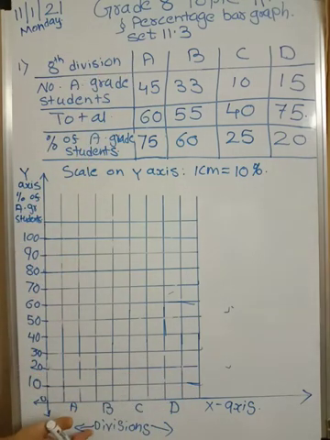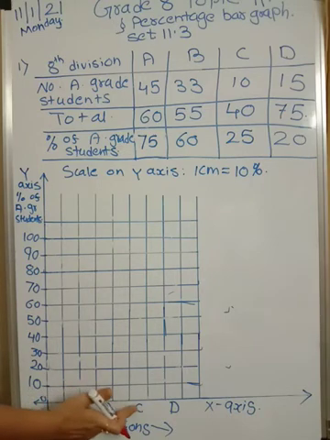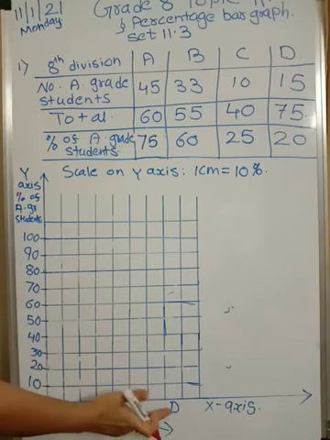On the x-axis I have plotted the divisions of 8th standard: A, B, C, D. What is important? Spacing. See, from the y-axis I have left one column and then A division. Again left one column, B division. Left one column, C division. Left one column, D division.